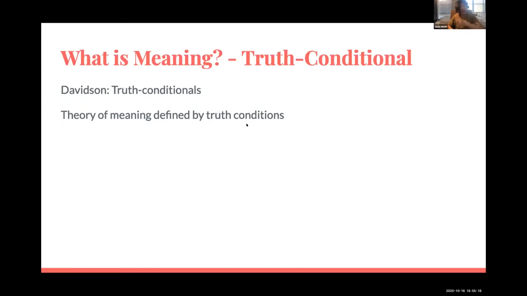Okay, and again, there's a lot of different views on where meaning derives from, but one that's pretty stark in opposition to the idea of pragmatics is the idea of truth conditional semantics, which basically says that you can define the meaning of a sentence by evaluating its parts and evaluating which conditions under which the sentence is true.